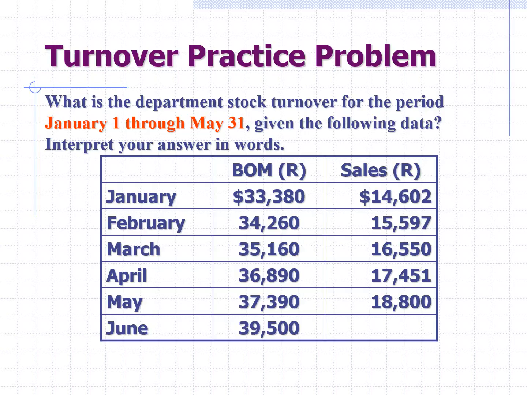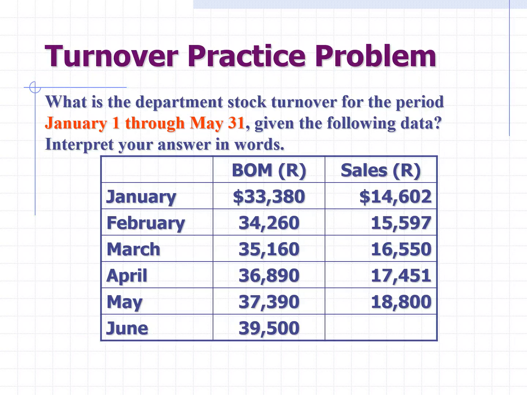So why don't we work on another practice problem here? What's the department's stock turnover for the period between January 1st and May 31st? So we're talking about a 5-month period, given the following data. The data include the BOM figure for January through May, as well as the BOM of June. Remember, the BOM of June is the same as the EOM of May. We need the EOM of May to calculate the average inventory. And also the data included the sales figure for the first 5 months.